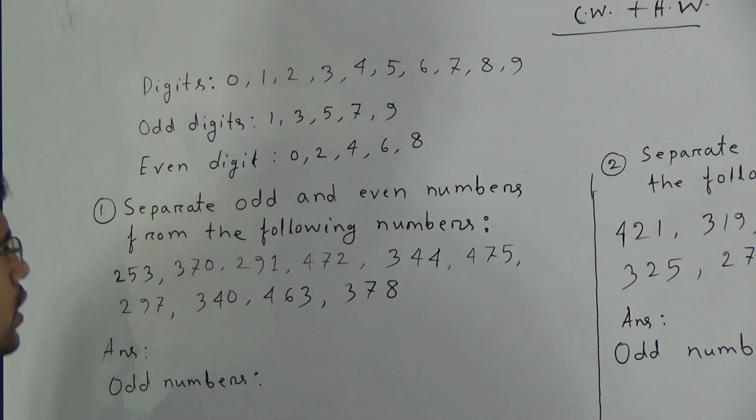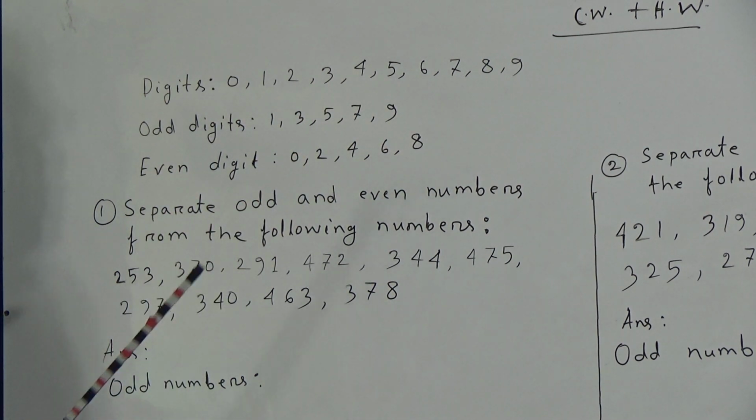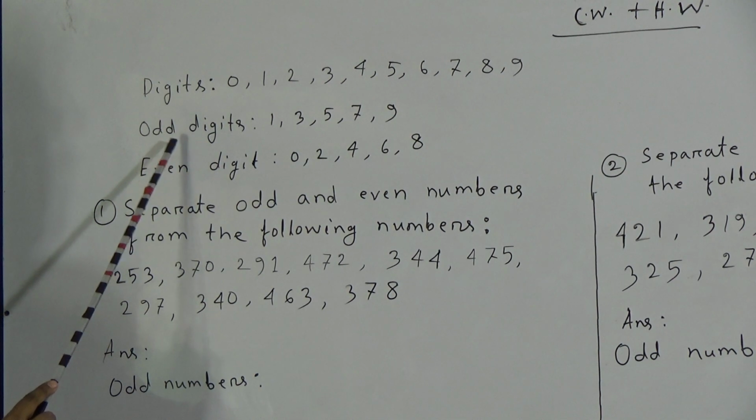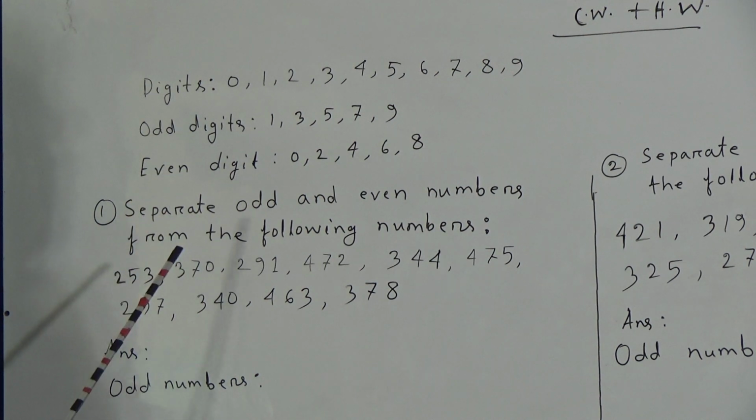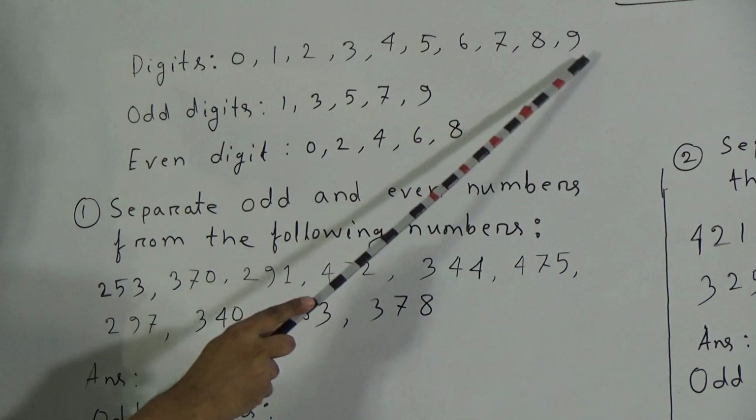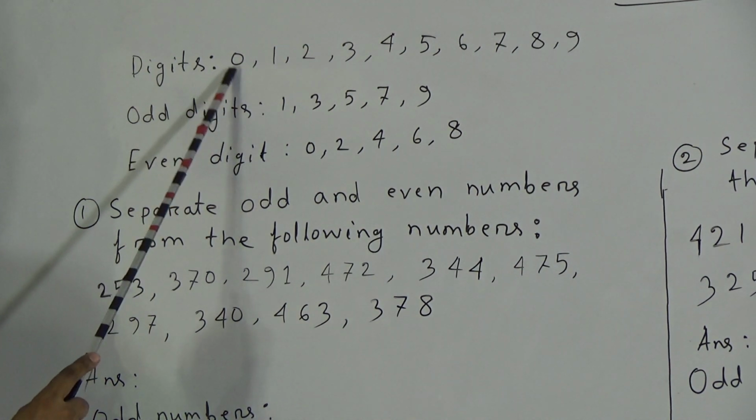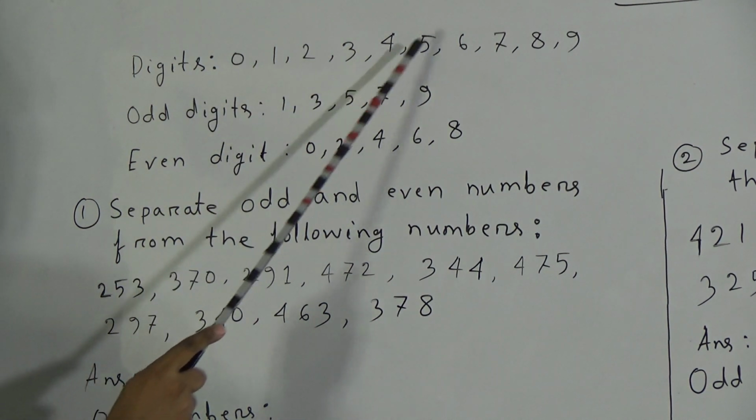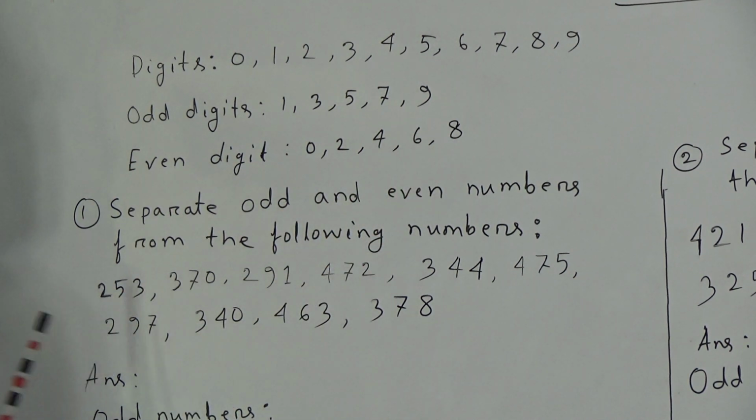Dear students, you know that in mathematics we use total 10 digits for expressing any numbers, and we can divide these 10 digits into two parts. One is odd digits and another is even digits. The digits 1, 3, 5, 7 and 9, these 5 digits are called odd digits. And another 5 digits, that means 0, 2, 4, 6 and 8, these 5 digits are even digits.